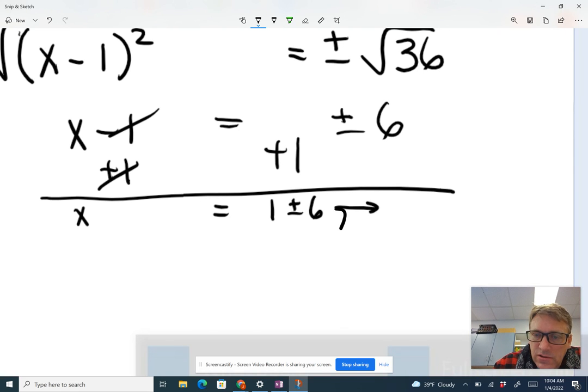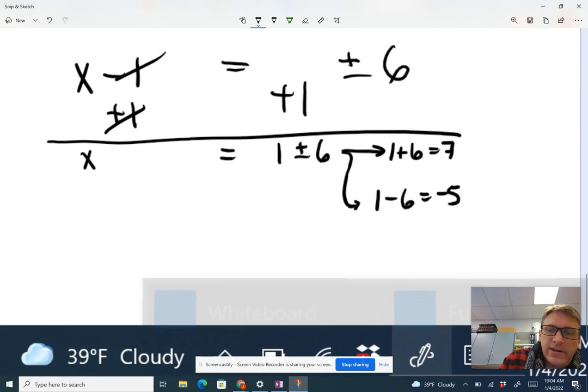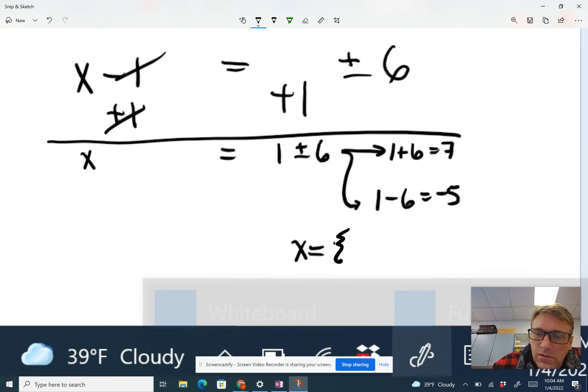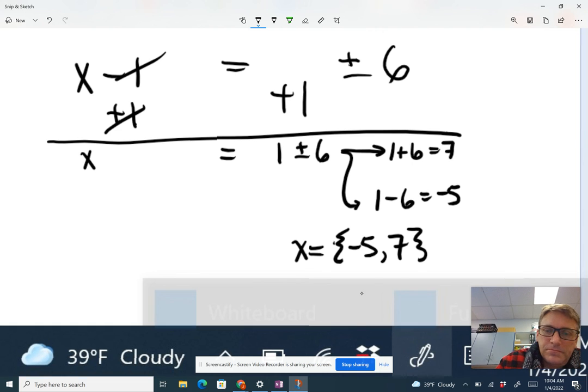And this is two numbers here. It's 1 plus 6, which is 7, or it's 1 minus 6, which is negative 5. And so then I say x then is equal to negative 5 comma 7.